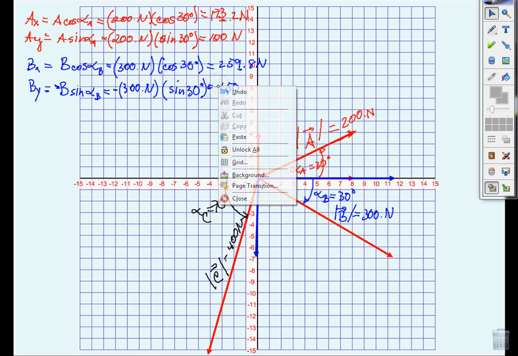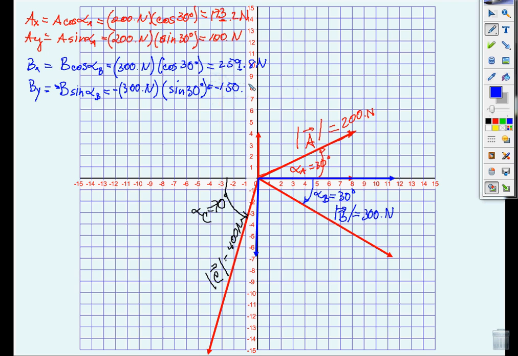And for the other one, 300 sine of 30 degrees is equal to 150. But this is negative 150. We add a point to indicate 3 significant digits. So then we have the value of the components of B. It means that this vector has a magnitude of 259.8 newtons, and this one down here has a magnitude of 150 newtons. Now let's get the components of vector C.